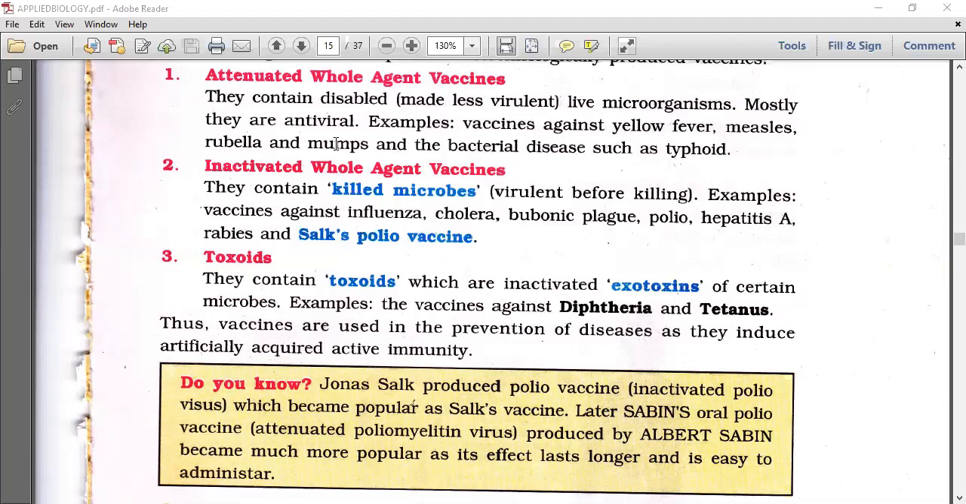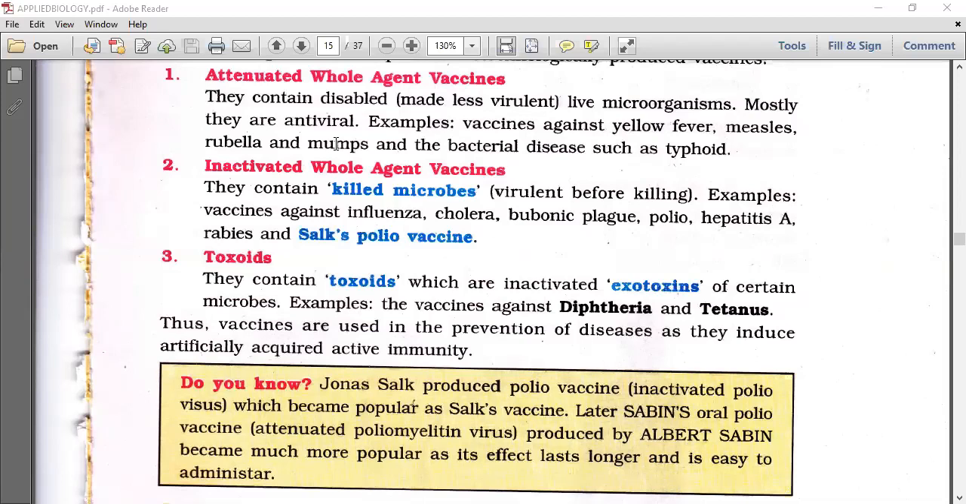The inactivated whole agent vaccine is there in the name. Inactivated indicates dead. Whole agent indicates the total microbe in the dead form. Attenuated is the whole microbe in the live, weakened form. Then the inactivated whole agent vaccine takes the total microbe inside, but in the dead form. Virulent before killing, the killed microbes are taken out. We have many examples like vaccines against influenza, cholera, bubonic plague, polio, hepatitis A, rabies. In the case of polio, the Salk polio vaccine is used.